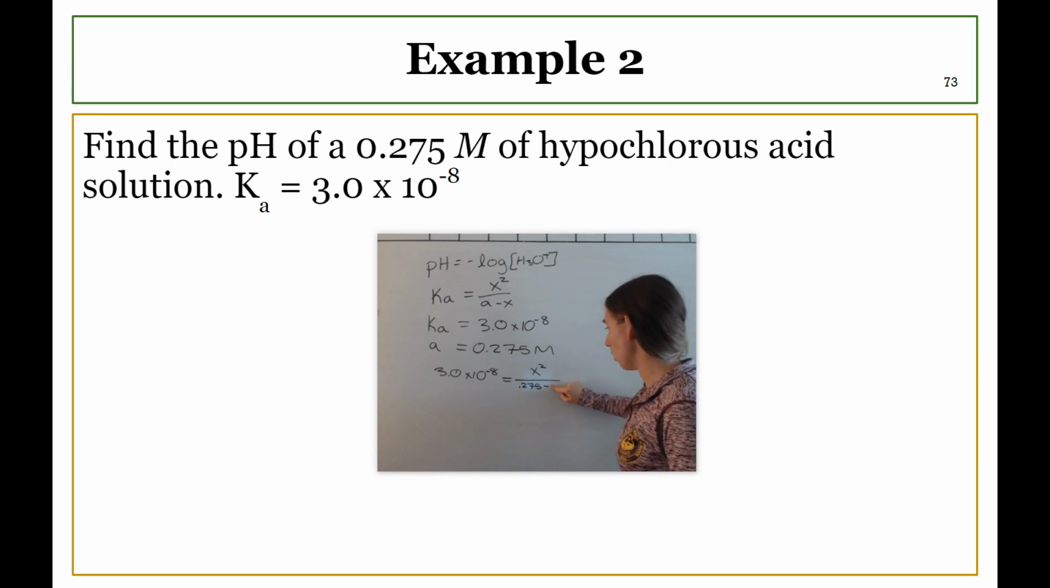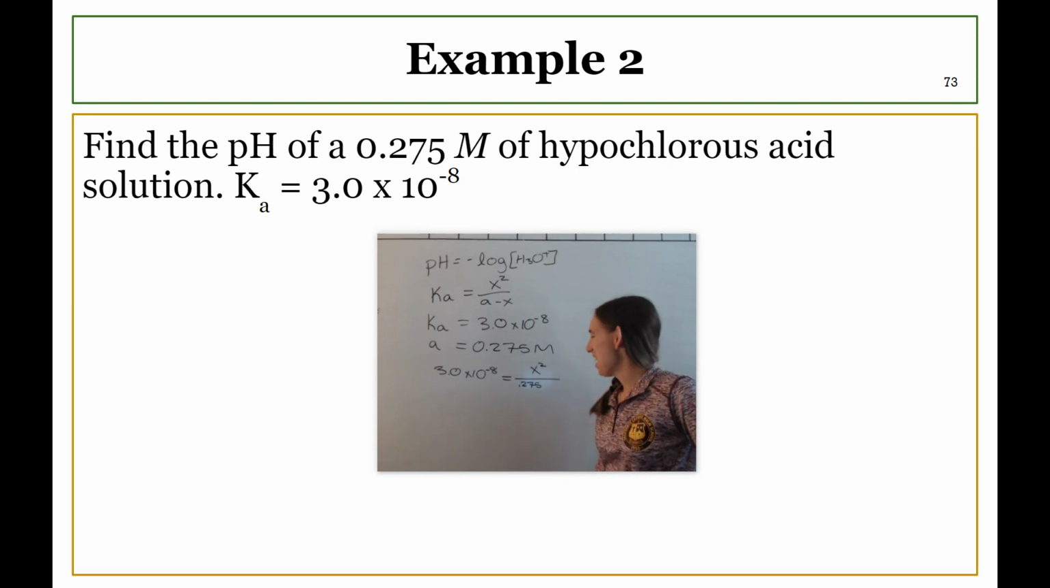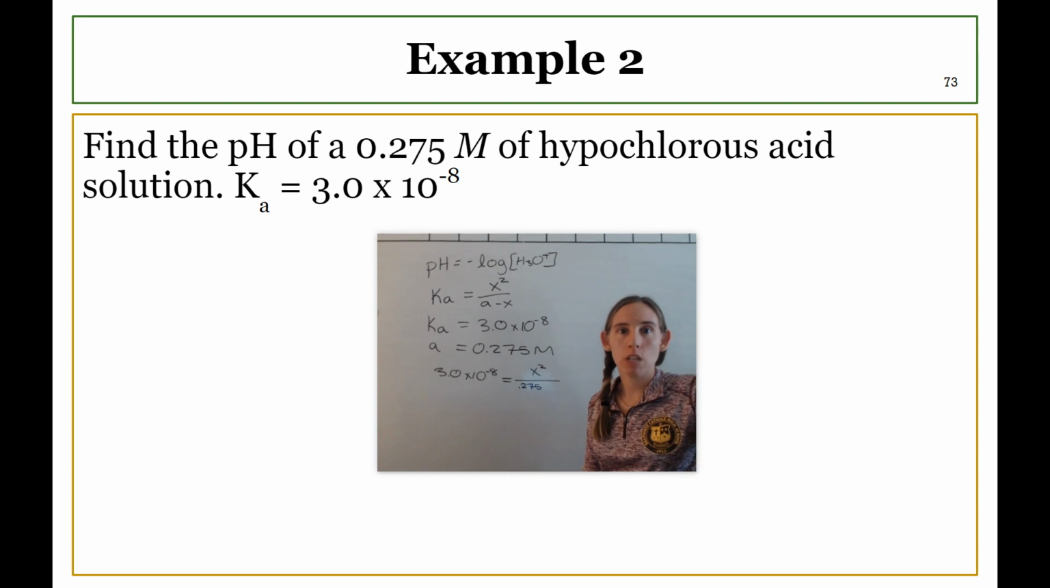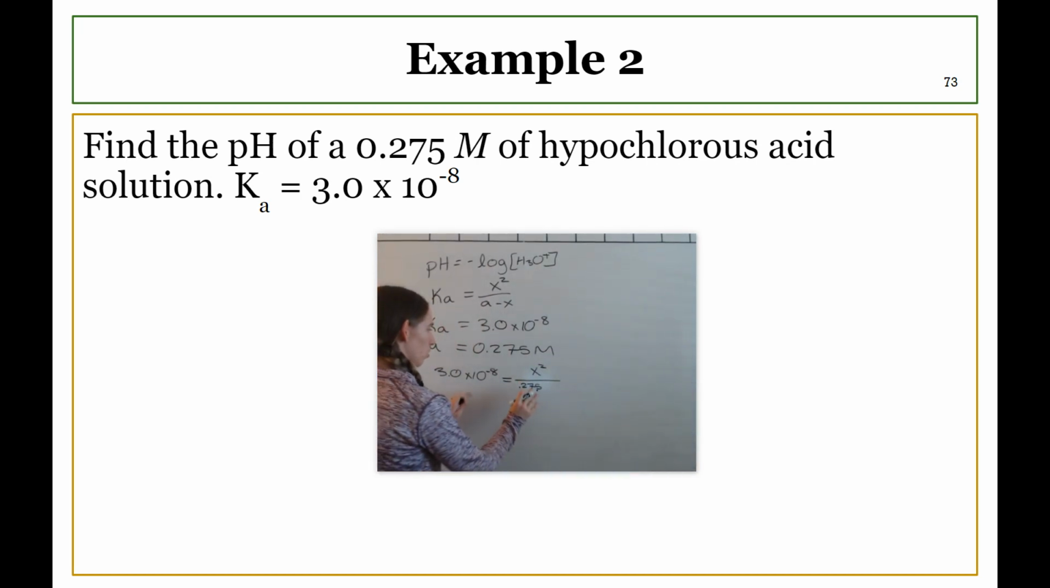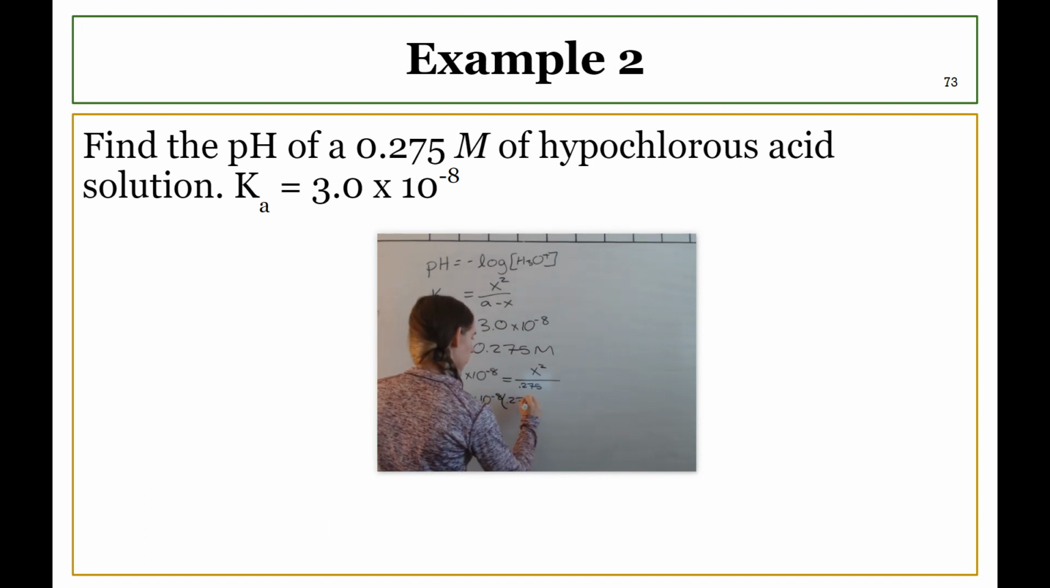Again, we're not fudging, we're not cheating math. Don't worry, your math teacher would be okay with this, hopefully. Because x is so small that you're still going to have 0.275. You eat one jelly bean out of a billion, you still have basically a billion jelly beans. It's not going to change the value. So, algebra right here. 3.0 times 10 to the negative 8 times 0.275 is equal to x squared.